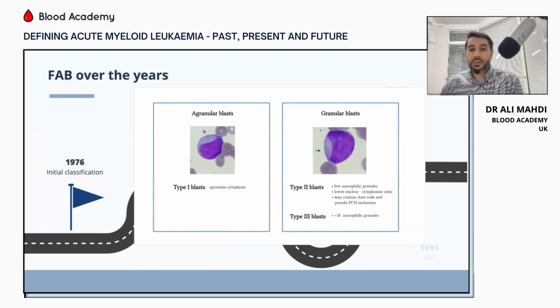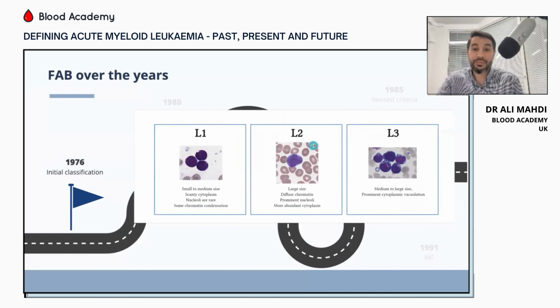There was a type 3 blast, which was recognized later on, and these gave the definition of having 20 or more azurophilic granules. How easy it was to count those number of granules, using this picture as an example, probably had a very high variation in terms of the subjective nature of the counting process.